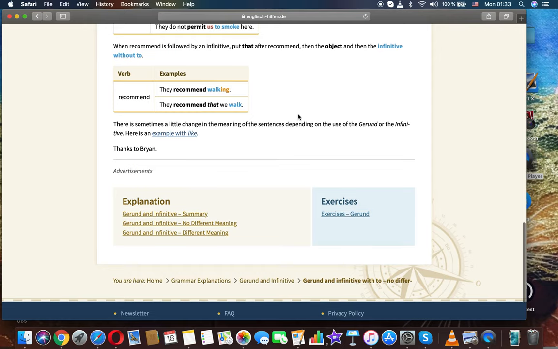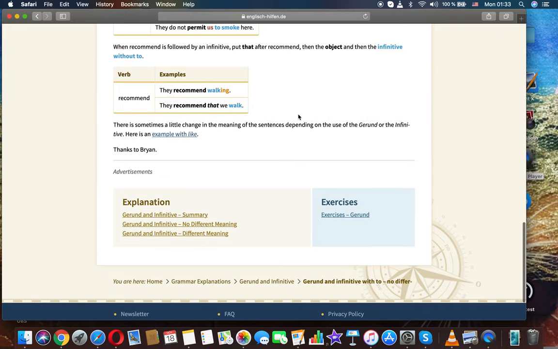When recommend is followed by an infinitive, put that after recommend, then the object and then the infinitive without to. Recommend. They recommend walking. They recommend that we walk.